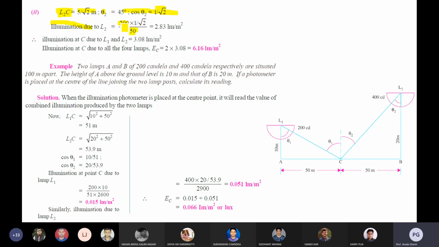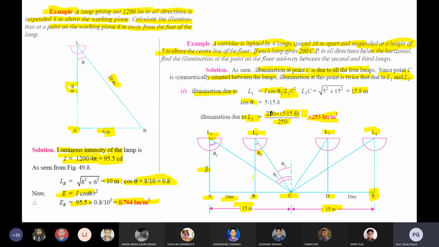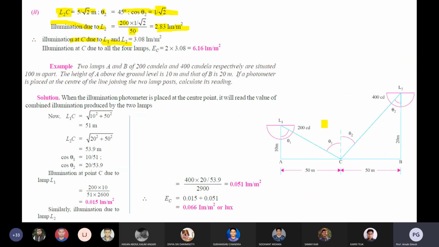The candle power given L2 into cos phi 2, which is 1 by root 2, and the whole divided by 50. So it is coming 2.83 lumen per meter square. So illumination at C due to L1 and L2, how much is it coming? That 2.83 plus 0.253. If you add them, it is coming 3.08 lumen per meter square.